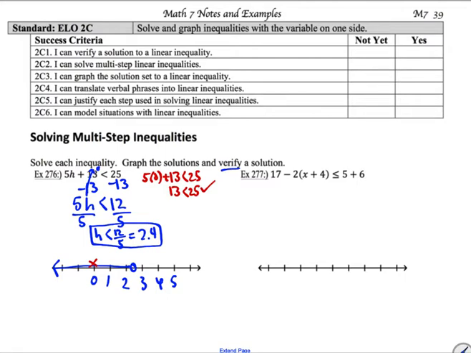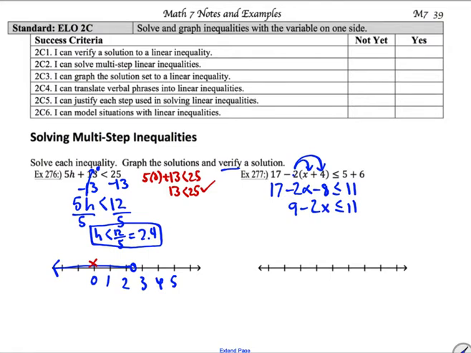Okay, example 277. 17 minus 2 times parentheses x plus 4 is less than or equal to 5 plus 6. We need to simplify both sides. We're going to start with distributing. Negative 2 times x is negative 2x. Negative 2 times 4 is negative 8. And we can do the 5 plus 6 is 11. There are some like terms here. 17 minus 8 is 9. So we're going to do 9 minus 2x is less than or equal to 11.